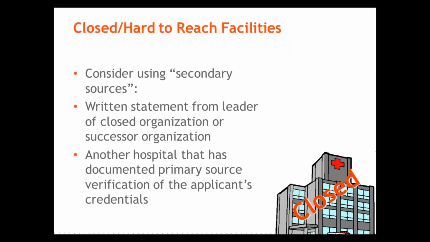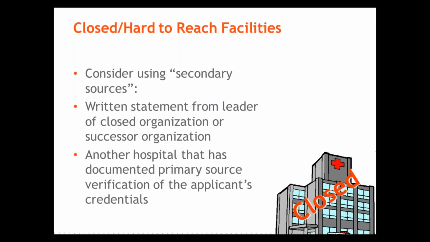Sometimes there are organizations that are just difficult to reach. They may be closed, and when that happens, you might want to consider using some secondary sources. This can be something like a written statement from somebody who is a successor organization, somebody who took over that facility, or maybe a leader that was there at the time, the president of the medical staff, but now the place is closed. You may be able to find that person and be able to write to them.